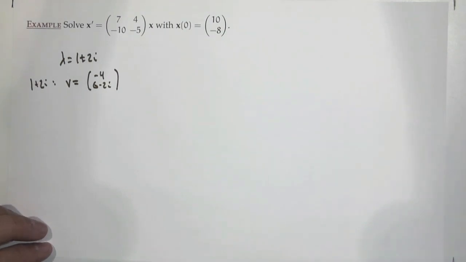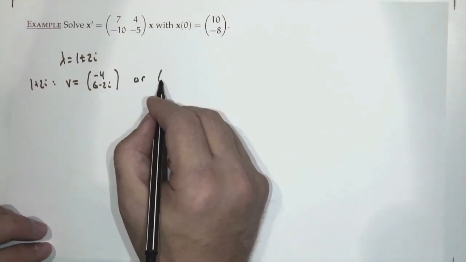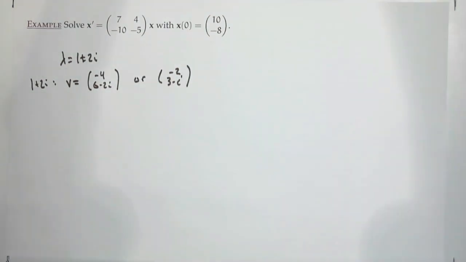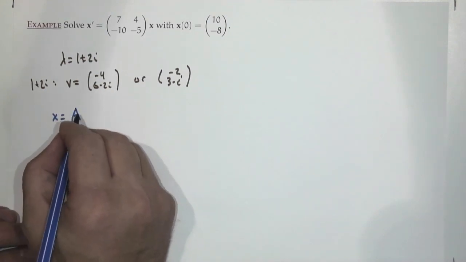Could you do anything to this eigenvector if you wanted to? Yeah. This is just one of them. You could also have said, oh, [-2, 3 minus i]. Now, oftentimes, I like to keep things as simple as possible, but not any simpler. Okay, great. So, our general form, x equals a.